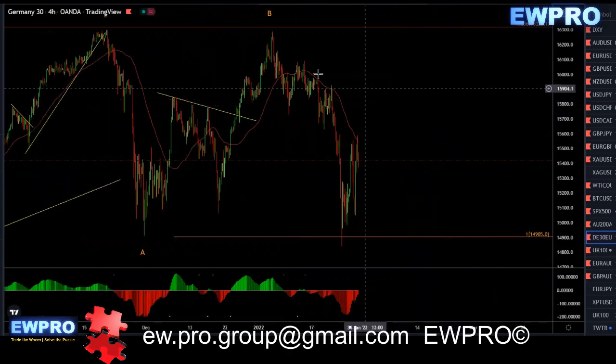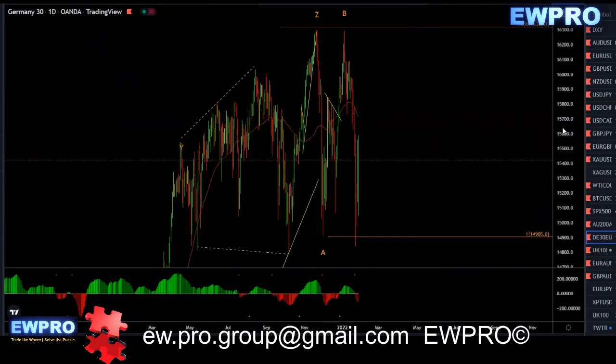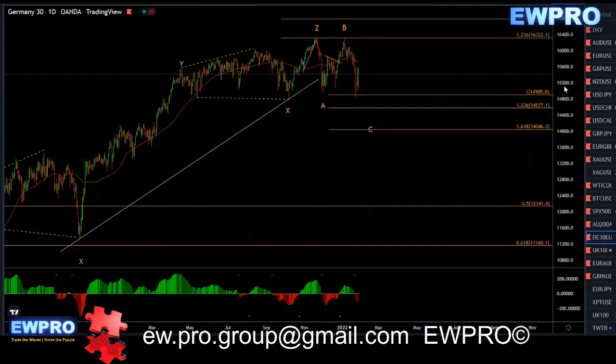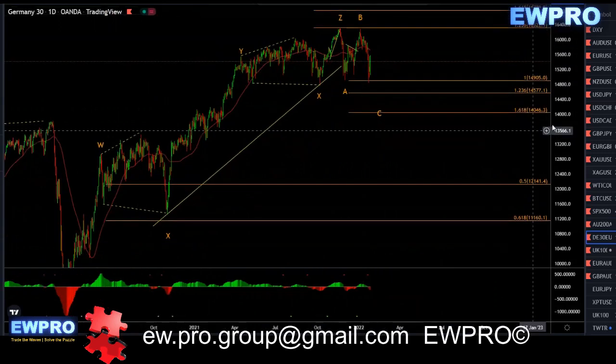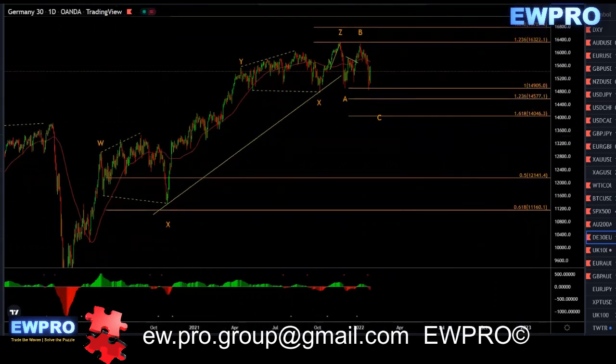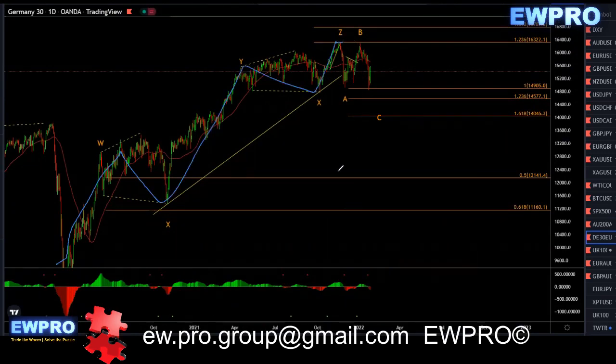The DAX on the daily. So we got the 5 up. We got that W, X, Y, X2, Z up to the first target. Then I think we had that bull hidden there. It never broke the top.